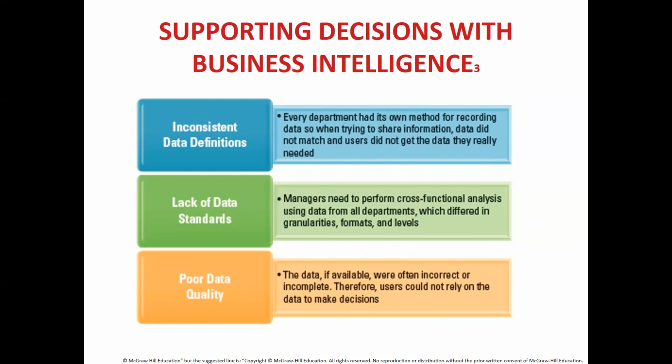Now, lack of data standards. Managers need to perform cross-functional analysis using data from all departments which differed in granularities, formats, and levels. Same thing here. You have data, but they are in different methods, different formats, and different levels. So there's a lack of standards. Business intelligence can still allow you to make decisions even with a lack of standards. Now, poor quality data: the data, if available, were often incorrect or incomplete. Therefore, users could not rely on the data to make decisions.